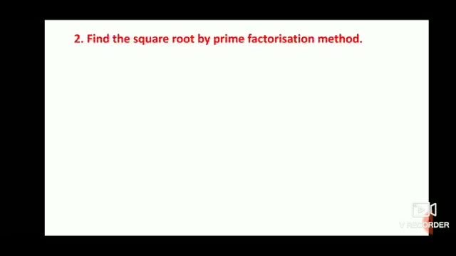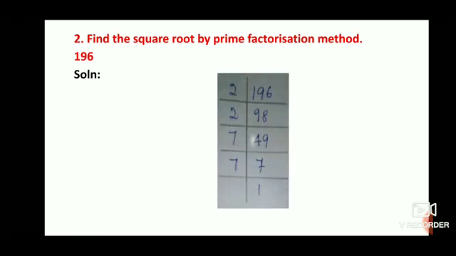Next review question. Find the square root by prime factorization method. The question is 196. Square root by prime factorization method. See the solution. First, prime factors of 196. See the picture.